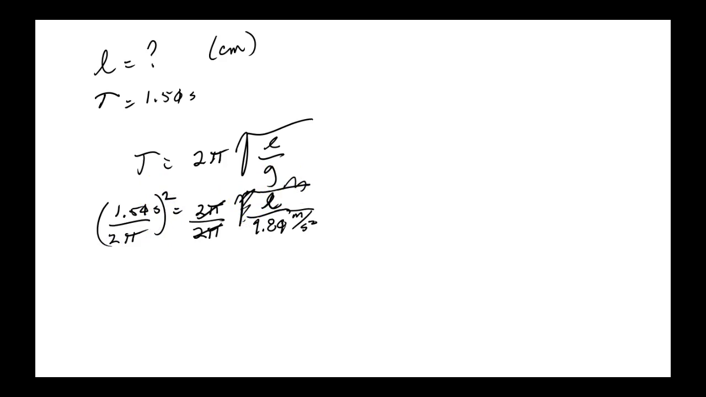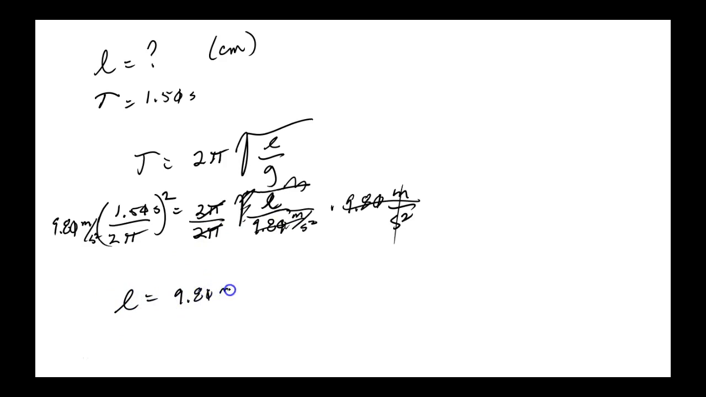And then, one more thing to do before we isolate the L, and what's that? This thing in the denominator, how do we get rid of it? Multiply by 9.80 meters per second squared. Okay? So now these go away.